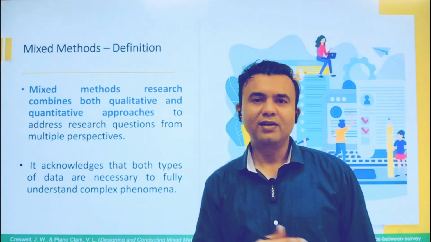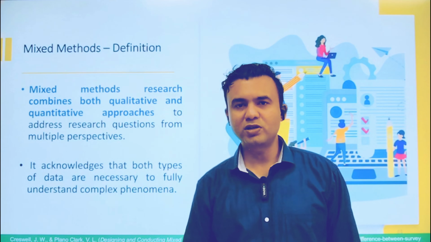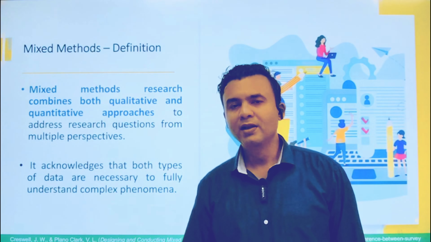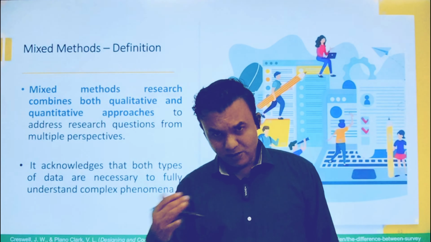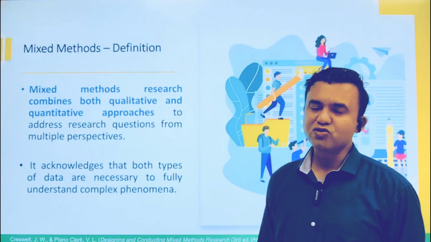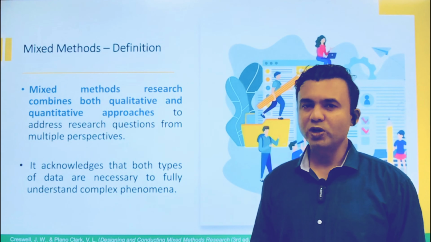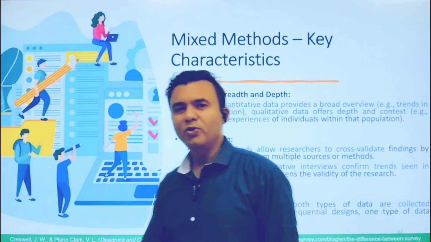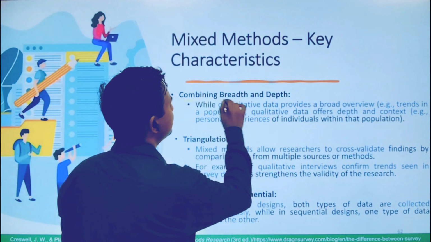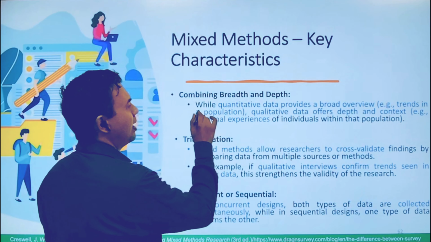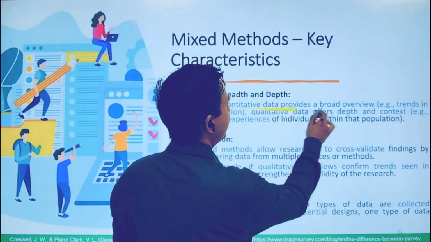And it acknowledges that both types of data are necessary to fully understand complex phenomena. They say that use the quantitative analysis to understand the numbers using statistical tools, data science methods. Subsequently, apply the qualitative methods also to extract the patterns, understand much deeper insights. So they say, okay, we'll apply both of them. No fighting, right?